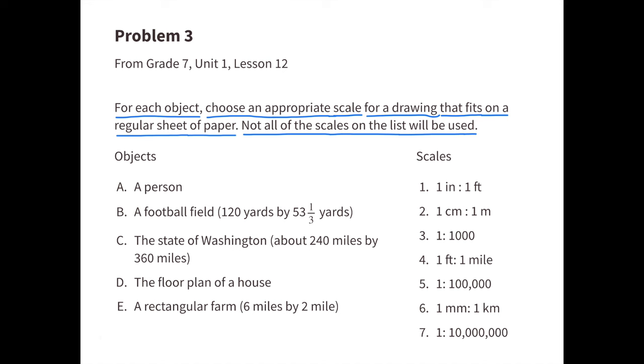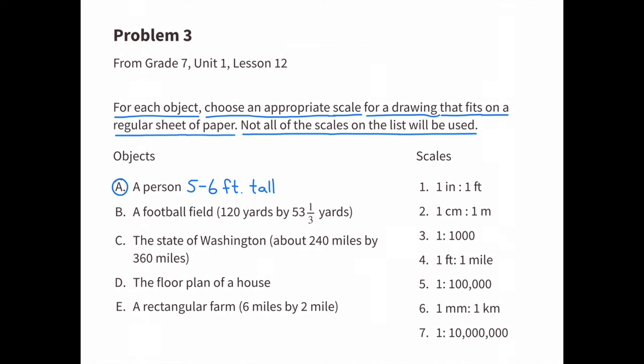Number 3. For each object, choose an appropriate scale for a drawing that fits on a regular sheet of paper. Not all of the scales on this list will be used. A. A person. Well, the average height for an adult person is probably between 5 and 6 feet, so let's use 5 and 6 feet. A 1-inch to 1-foot scale would work. A 6-foot tall person would be drawn 6 inches tall on the scale drawing.